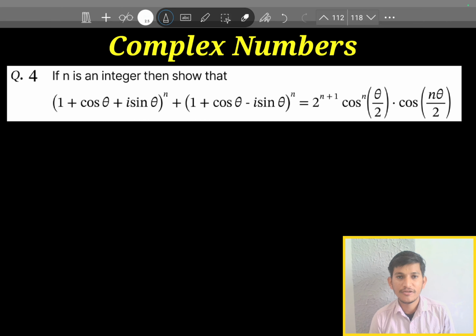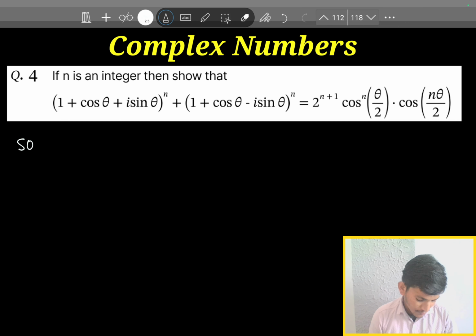Today, in this video session, I'm going to talk about one more important question from complex numbers, which is really very important, more than the previous three questions. Here is question number 4. If n is an integer, then show that (1 + cos theta + i sin theta)^n + (1 + cos theta - i sin theta)^n equals 2^(n+1) cos^n(theta/2) cos(n theta/2).